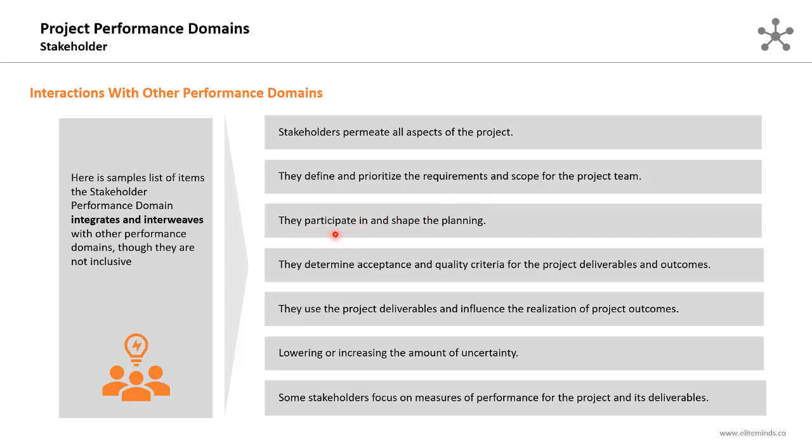They participate in and shape the planning efforts of the project, so there will be an interaction with the planning performance domain. They determine acceptance and quality criteria for project deliverables and outcomes, so it will interact with project delivery. They use the project deliverables and influence the realization of project outcomes, lowering or increasing the amount of uncertainty, as the stakeholders and the characteristics of the stakeholders will either lower or increase the amount of uncertainty we have in the project. So there will be an interaction with the uncertainty performance domain.